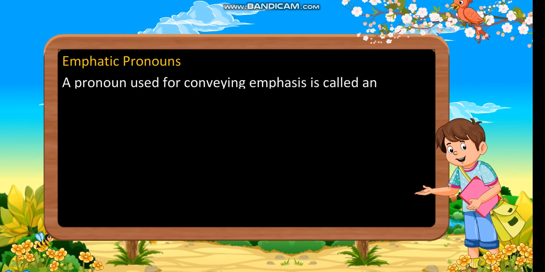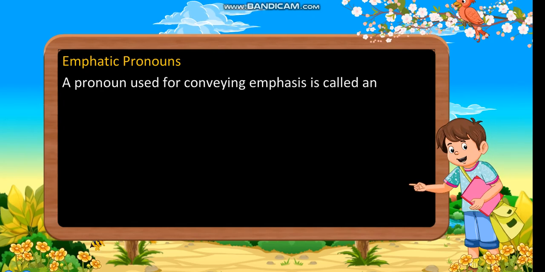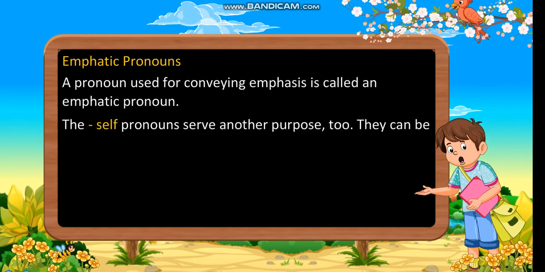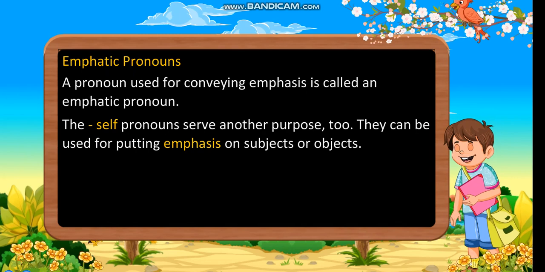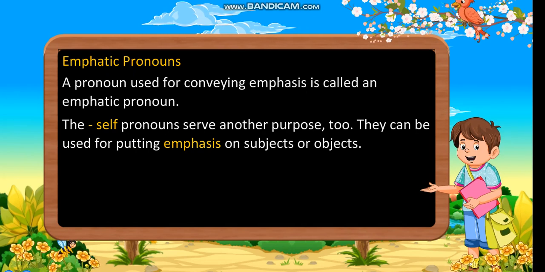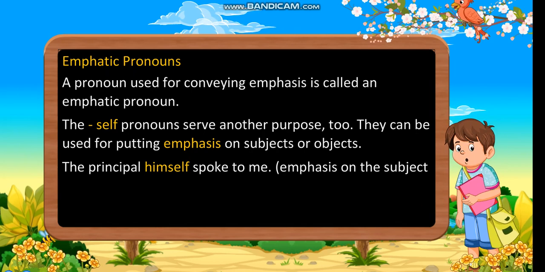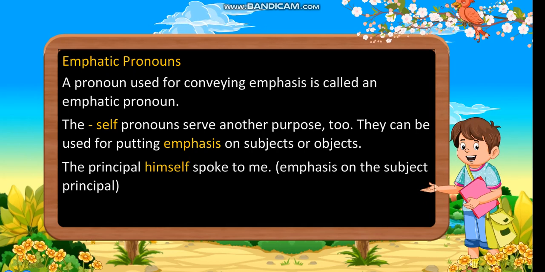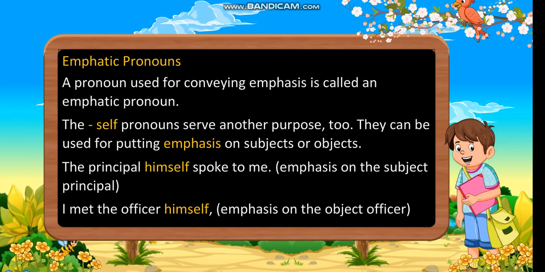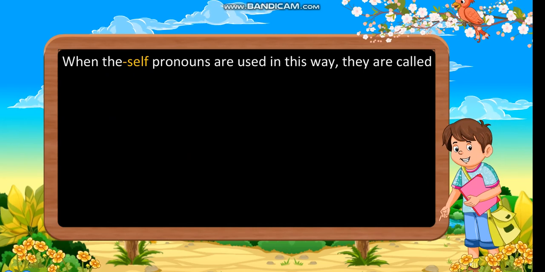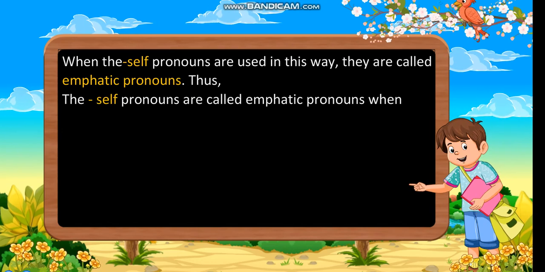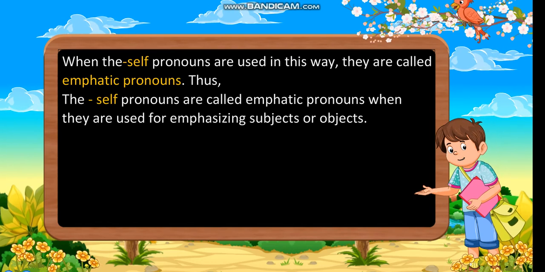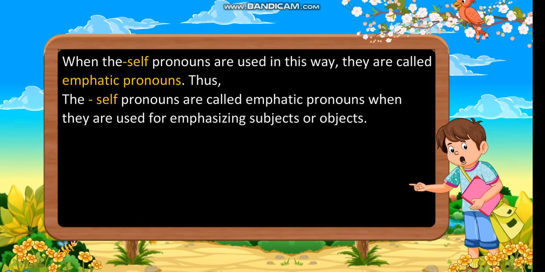Emphatic pronouns. A pronoun used for conveying emphasis is called an emphatic pronoun. The self pronouns serve another purpose too. They can be used for putting emphasis on subjects or objects. The principal himself spoke to me. Emphasis on the subject, principal. I met the officer himself. Emphasis on the object, officer. When the self pronouns are used in this way, they are called emphatic pronouns. Thus, the self pronouns are called emphatic pronouns when they are used for emphasizing subjects or objects.